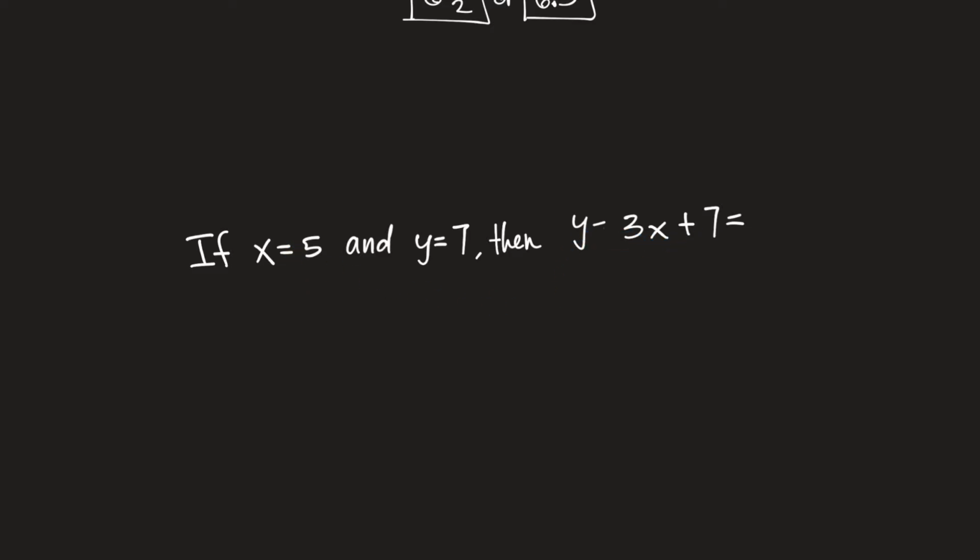It looks like this. 7 minus 3 times 5. I'll put that in parentheses right there. It just shows multiplication. And then plus 7. So we have 7 minus 15 plus 7. And 7 minus 15, that's negative 8. Plus 7, that would be negative 1.